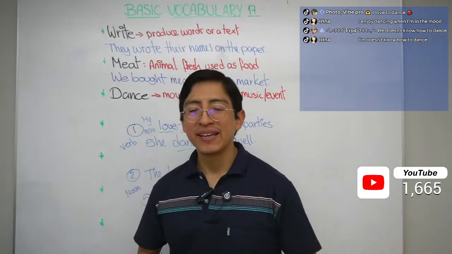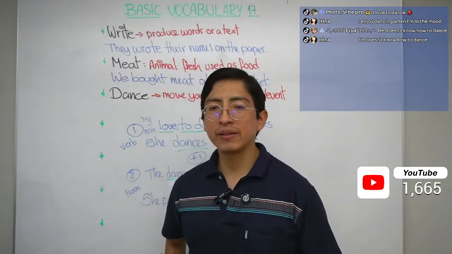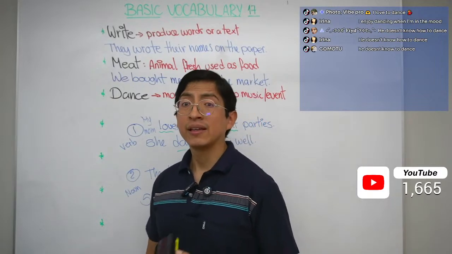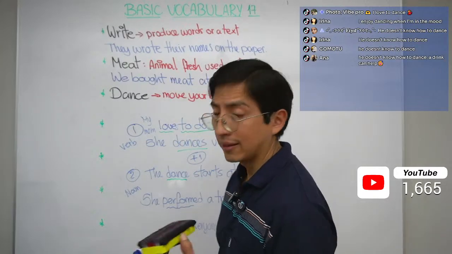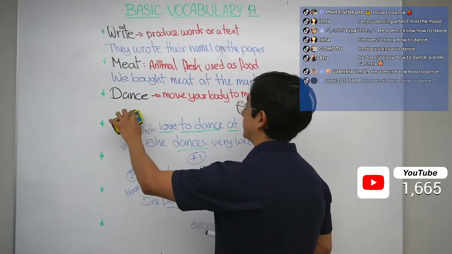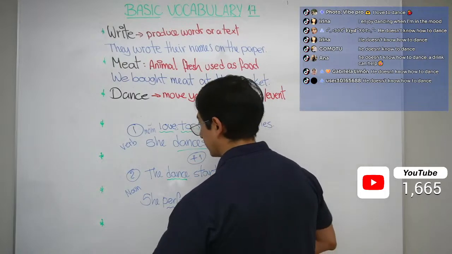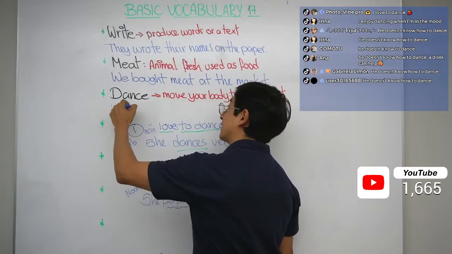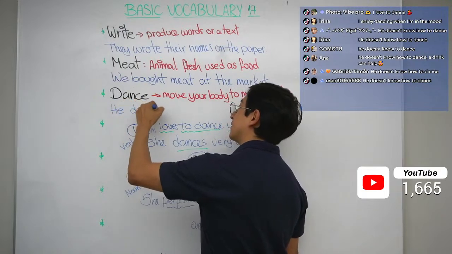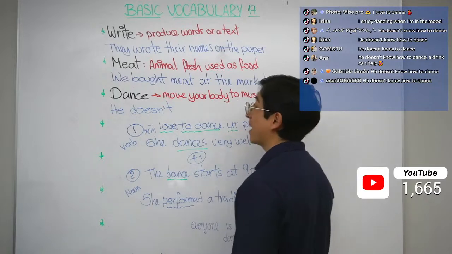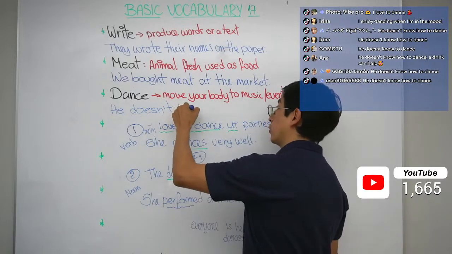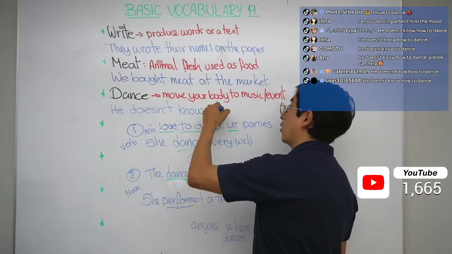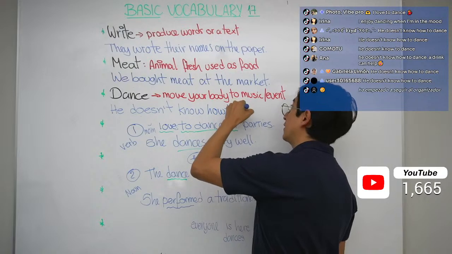Okay? Very good. I enjoy dancing when I'm in the mood. When I'm in the mood. Okay, very good, Irina. Good sentence too. He doesn't know how to dance. Okay, let's write it down. Okay, the next sentence is, he doesn't know how to dance.